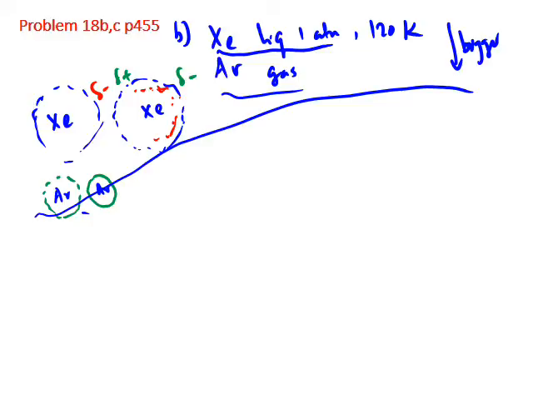Now we're going to do 18C. Again, it's a similar problem. Account for the difference. In case of krypton, molecular weight is given as 84. The boiling point is 120.9 Kelvin.